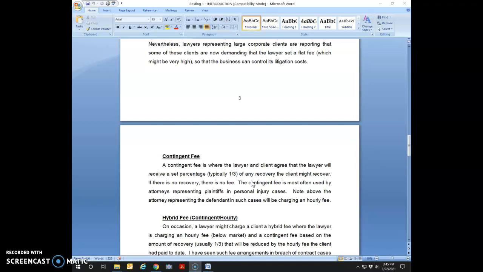If there's no recovery, then the plaintiff's lawyer gets 1/3 of 0, which is 0. But the defense attorney, who was actually hired by an insurance company to represent the defendant, most of the time will be charging an hourly fee. What is the hourly fee going to be? It's going to depend upon the market. Hourly fees in Buffalo, by way of example, are probably greater than hourly fees in Jamestown, but on the other hand, far less than an hourly fee in New York City. That's my strong sense of that.